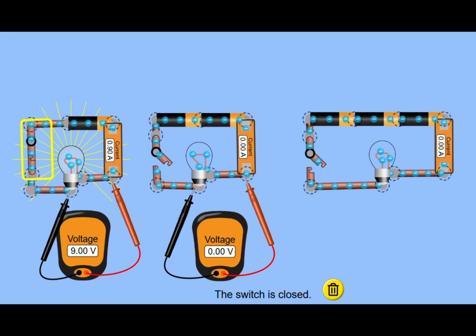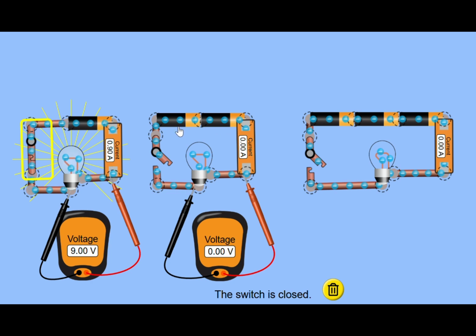The Phet Simulation. When I close the switch, you can see there's a 9-volt battery powering the light bulb. You can see how bright it is. The current is 0.9 amps.